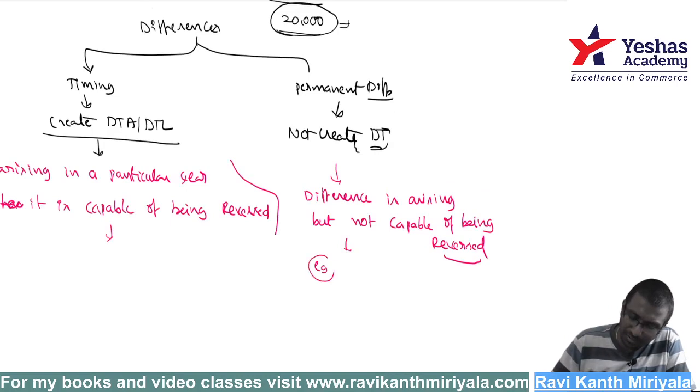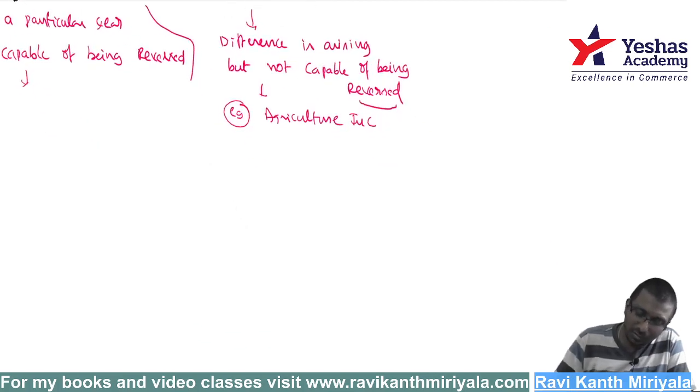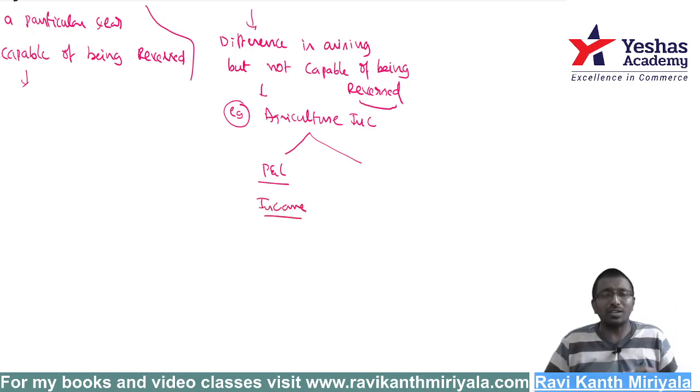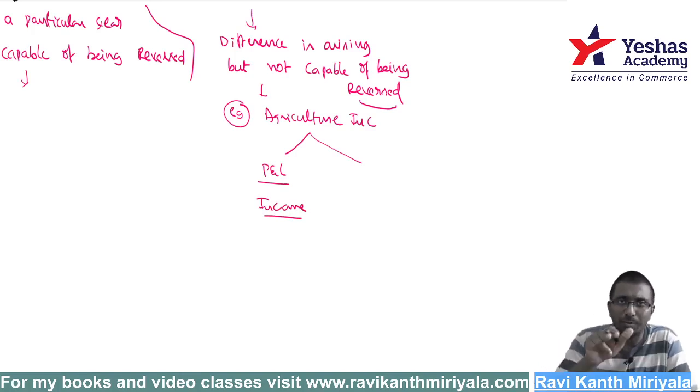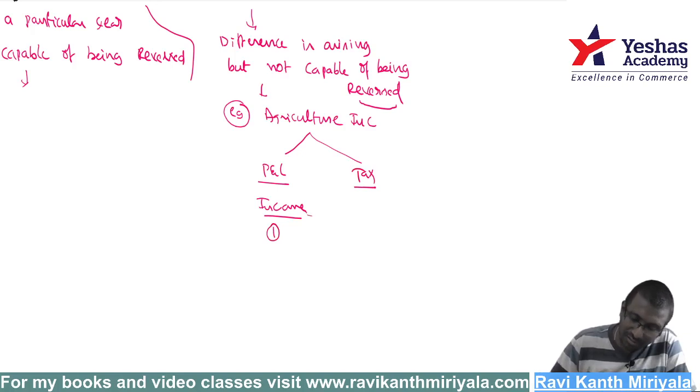Let us take a simple example: agriculture income. As per the P&L, it is an income. We'll show it on the credit side as an income. Agriculture income is also income. But as per the tax, what do you say? In the current year, I got agriculture income of 20 lakh rupees. I have taken it in my P&L.